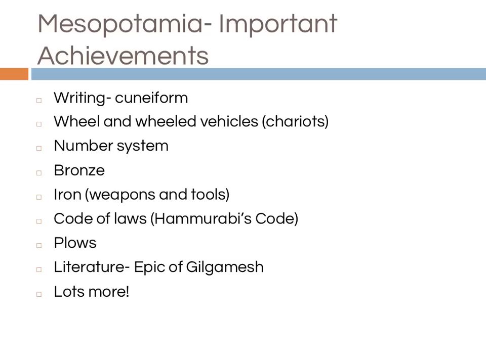So here is a summary of some of the major achievements of Mesopotamia. First writing, first wheel or wheeled vehicles, number system. They developed metalworking, bronze, and then later iron. One of the first codes of law, plows, some of the first literature, the Epic of Gilgamesh, and lots of other things too.